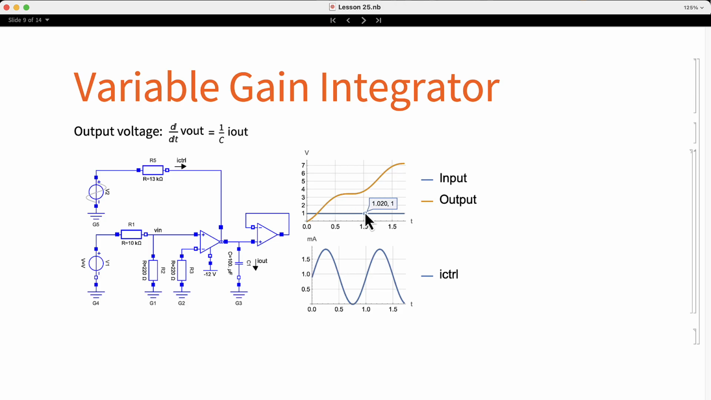The control current is the same as in the previous example, and it can be seen in the bottom plot. In the top plot, we can see the output in orange. We can see that the rate changes. When the control current is low, close to zero, the integrator does not grow.